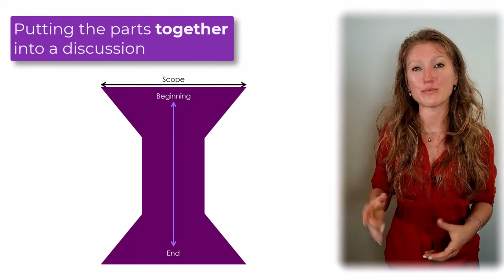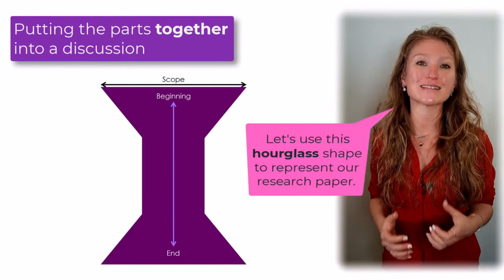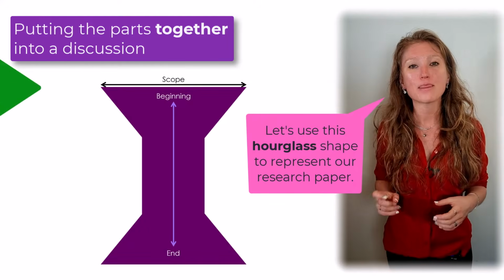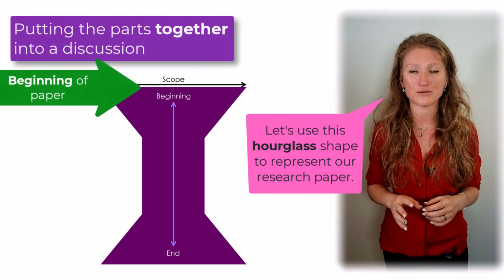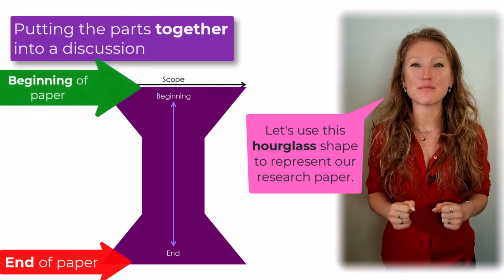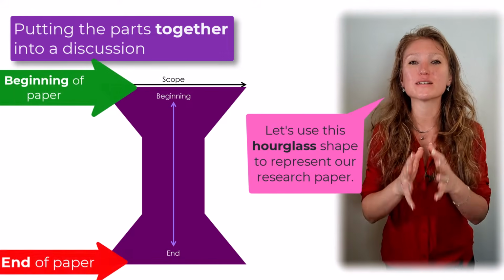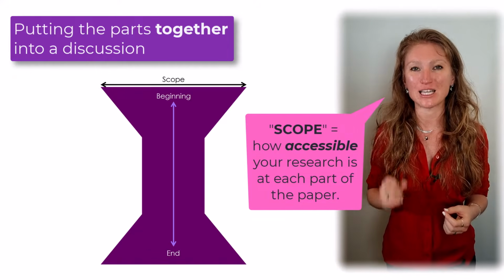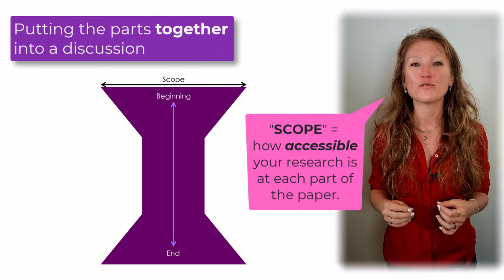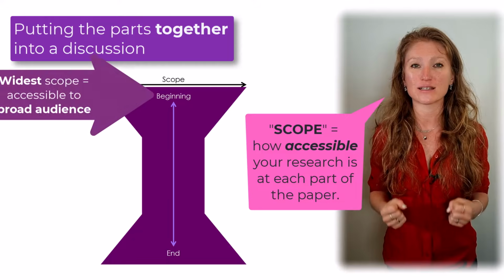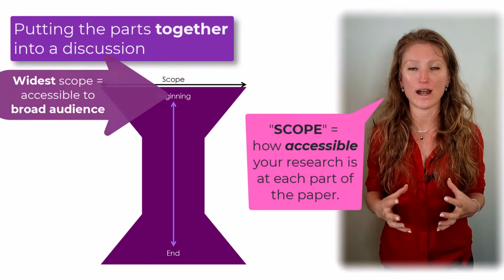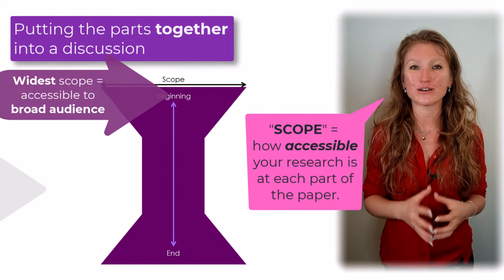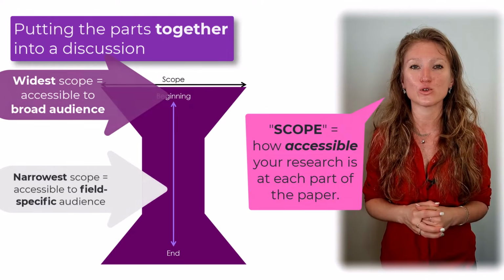We want to think of our research paper like this hourglass shape, where the top of the hourglass represents the beginning of our research paper and the bottom represents the end of our research paper. And then the shape of this hourglass from left to right represents the scope of the paper, or how broadly accessible the information is at each part of the research paper, moving from a very broad scope that is accessible to a very broad and wide audience down into a narrow scope that is mostly accessible to people in your field.